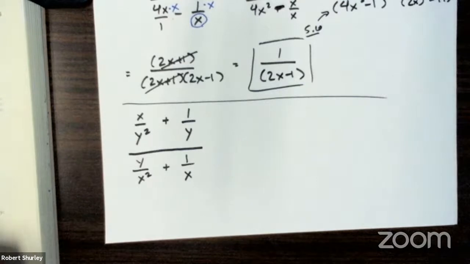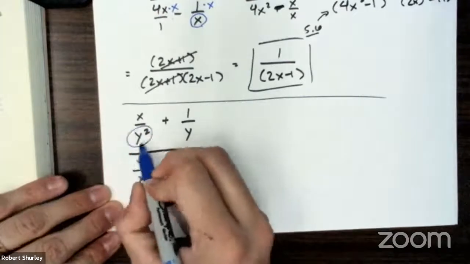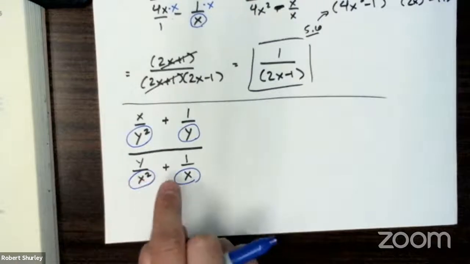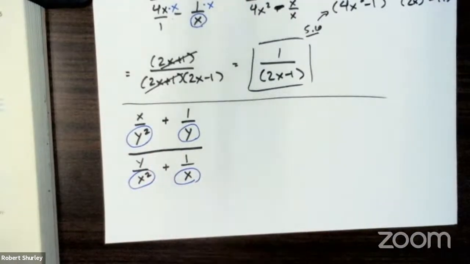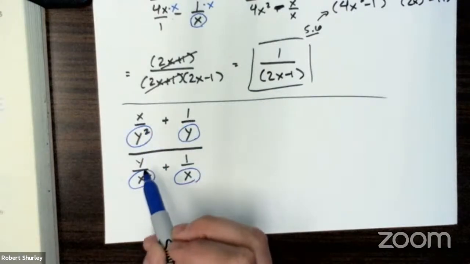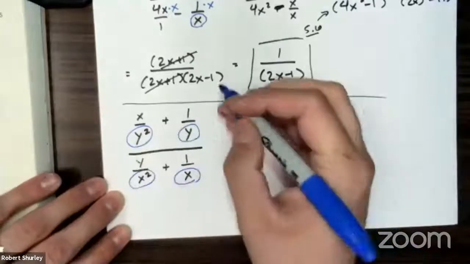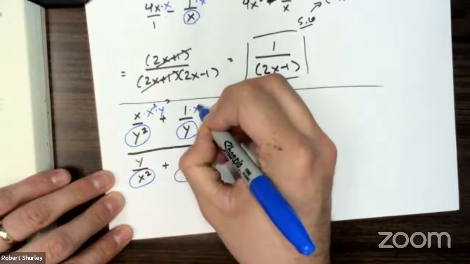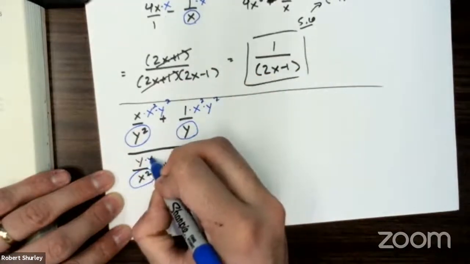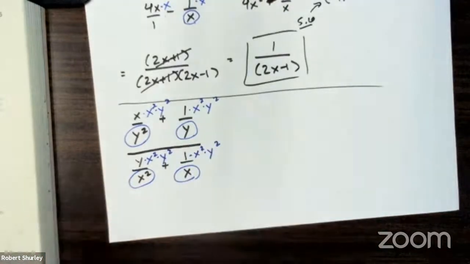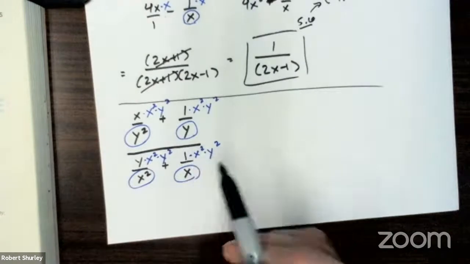If we look at all 4 of these denominators, we've got y squared, y, x squared, x. So we have 2 different variables to deal with. We've got an x and a y, so they're both going to be in our least common denominator, and we use the highest exponent for both. y squared is the highest exponent, and x squared is the highest exponent. So I'm going to multiply all 4 numerators by x squared y squared.